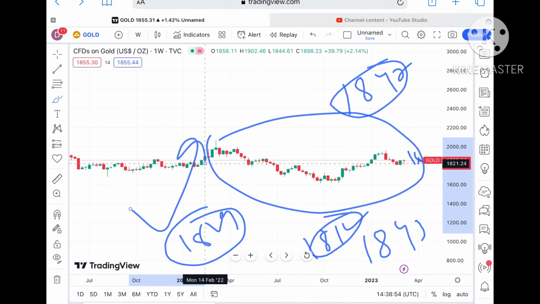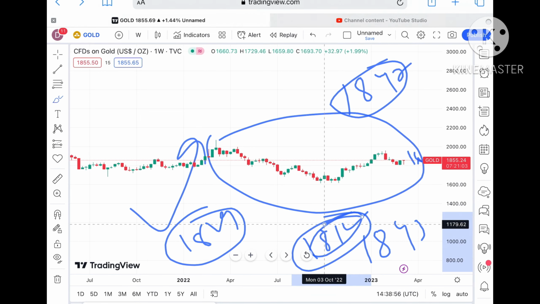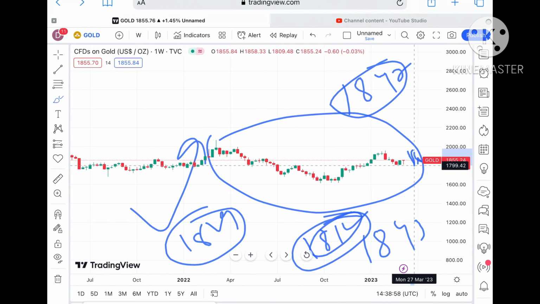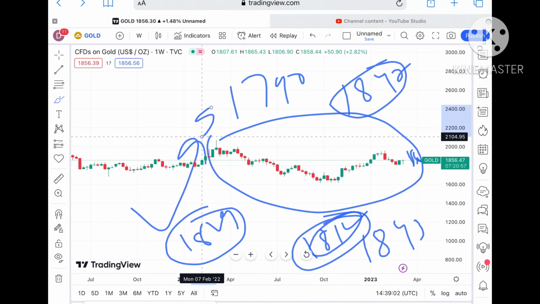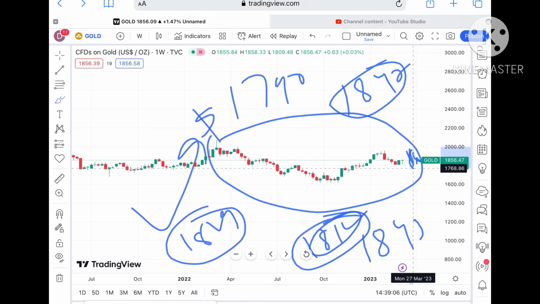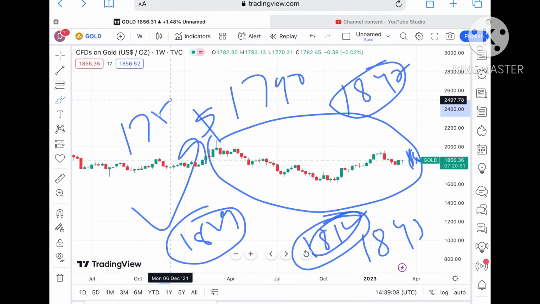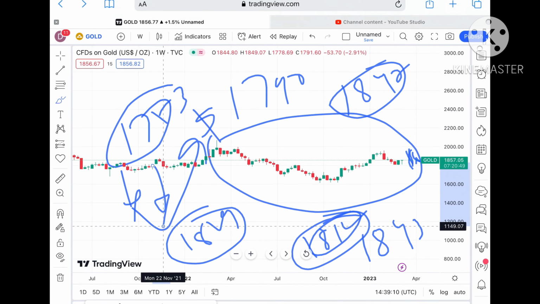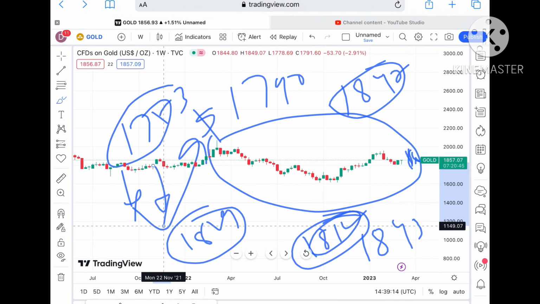We can see a bounce back can come, but if that level doesn't sustain, then we can see a level of 1812, and if that level also moves further low, then it can go further down towards a level of 1790. Once the price falls below that particular level, it can fall further down towards a level of around $1773, and from there it can go further low. Any doubt regarding this, you can mail me. I've given the mail IDs in the description.